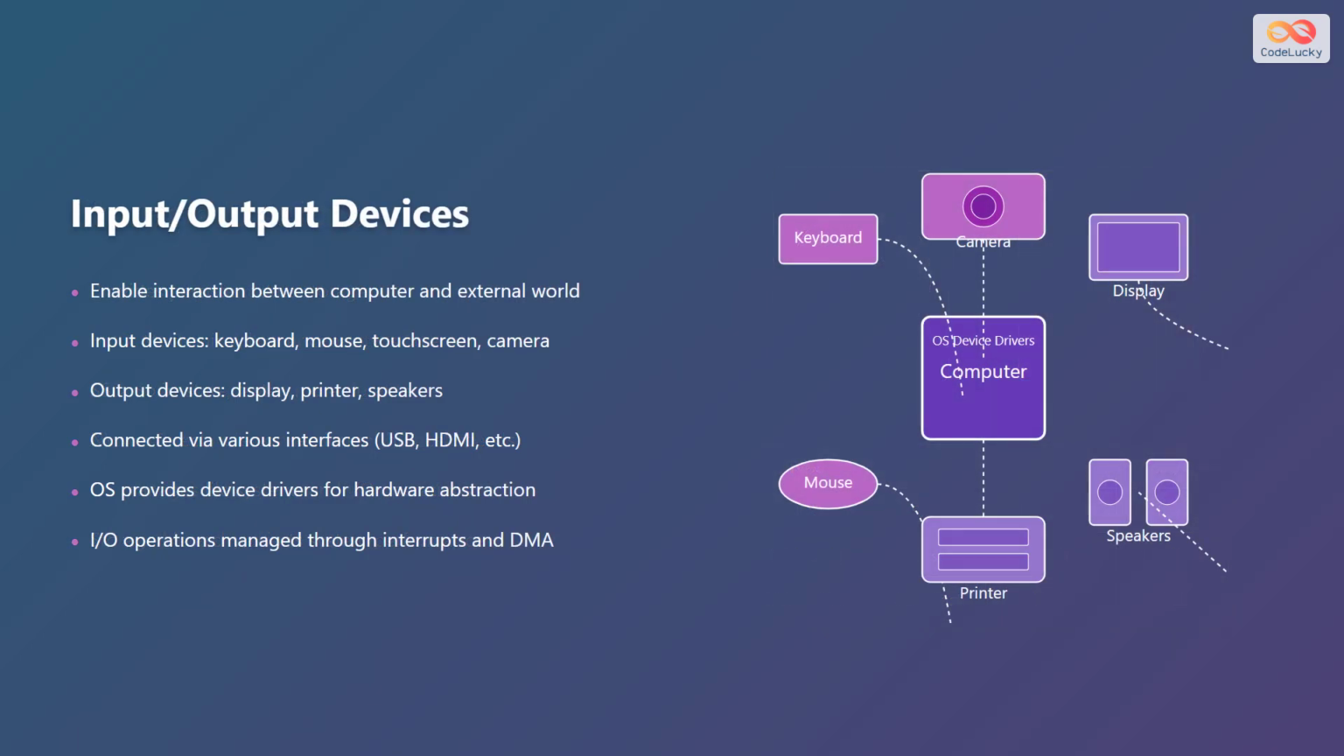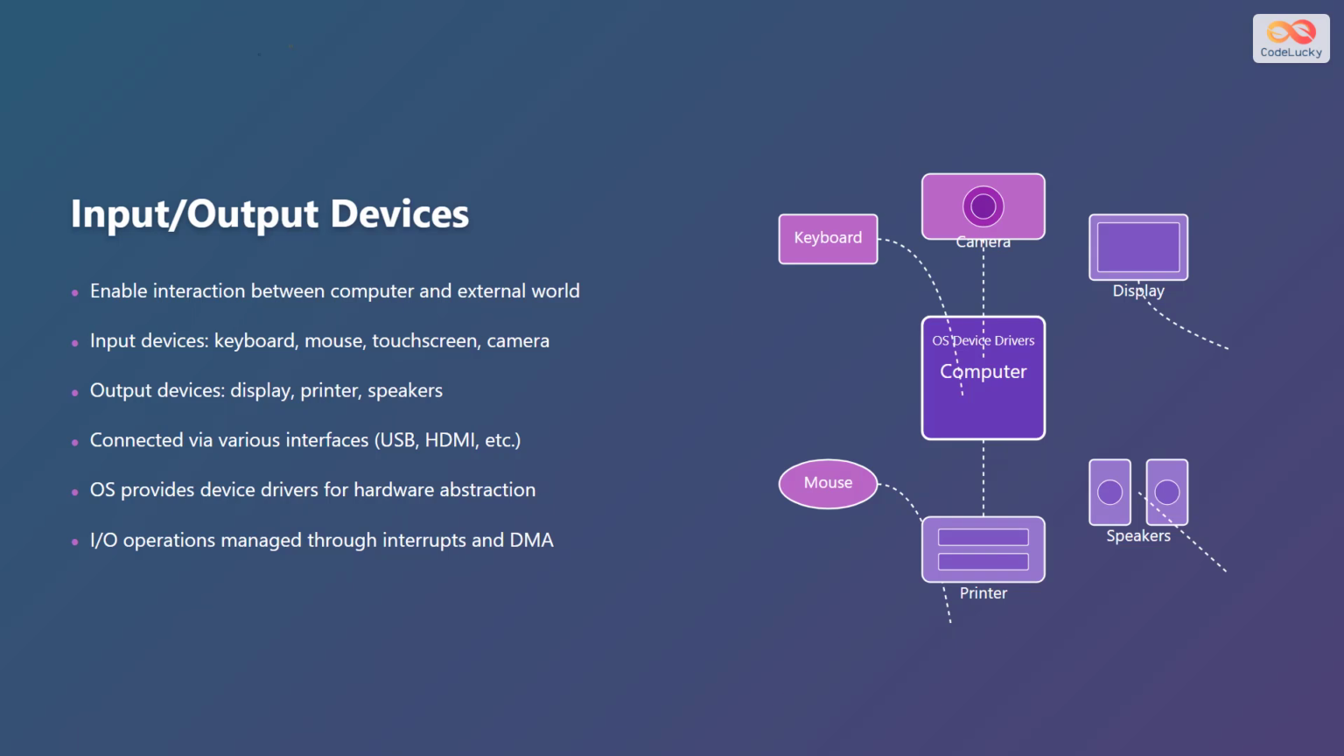Input and output, or I/O, devices enable interaction between the computer and the external world. Input devices such as keyboards, mice, touchscreens, and cameras allow users to provide data and instructions to the computer. Output devices such as displays, printers, and speakers allow the computer to present information to the user. I/O devices are connected to the computer via various interfaces, such as Universal Serial Bus, or USB, and High Definition Multimedia Interface, or HDMI. The operating system provides device drivers, which are software programs that allow the operating system to communicate with specific hardware devices.